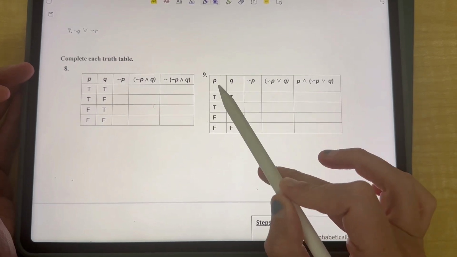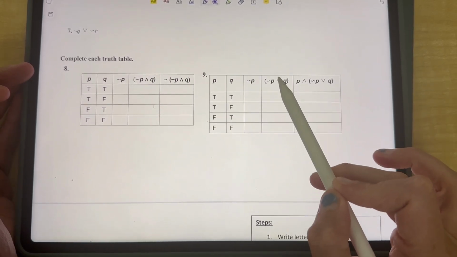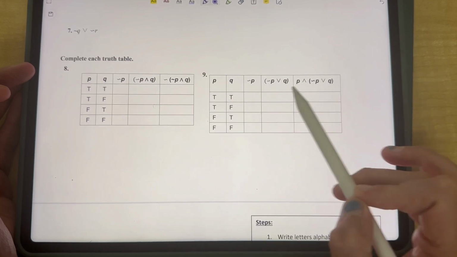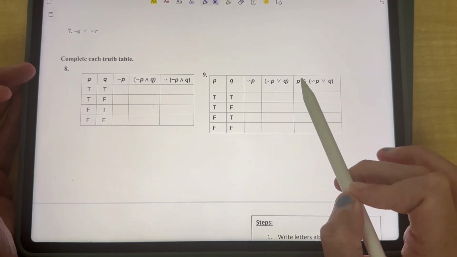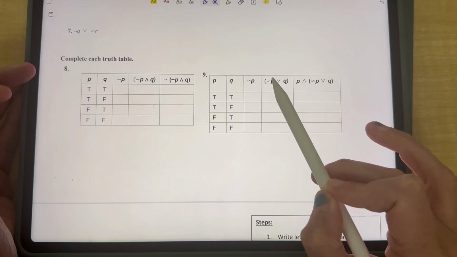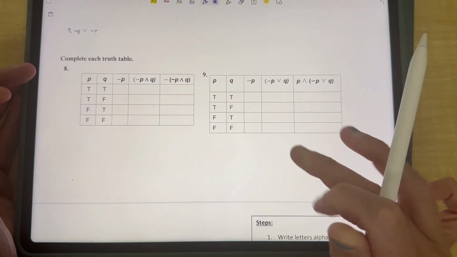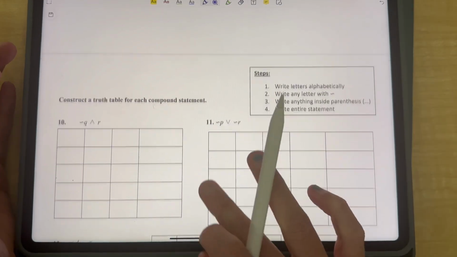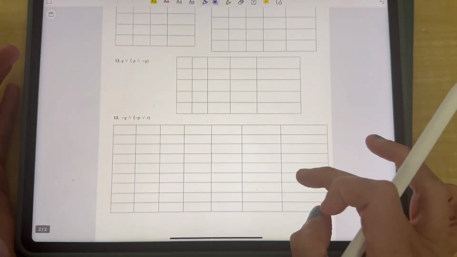Again, find not P or Q. Highlight the ones you need, which are only these 2. Finally, you'll use P and not the parentheses. So for the last one, you should use this table and this table. Here are those steps if you need them again, right here on the back side. And there is all of that.